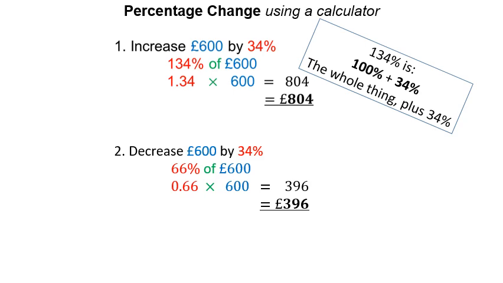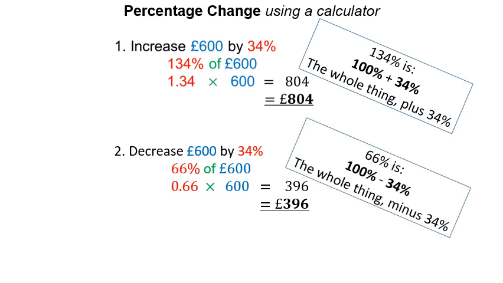To do a decrease, it's a similar idea. We start with all of it, and then we change from there. So in this case, you start with 100% of 600, and you decrease that by 34% of 600. So all of it minus 34% of it. And what you're left with there is 66% of it. So you turn that into a decimal and multiply.